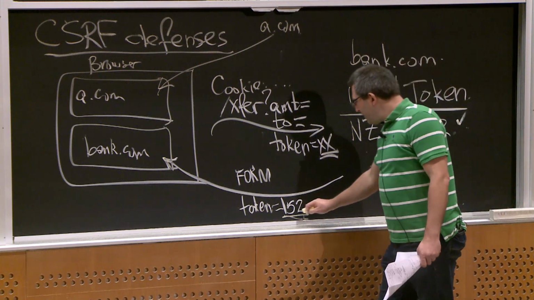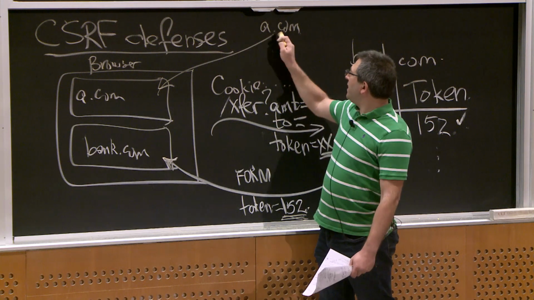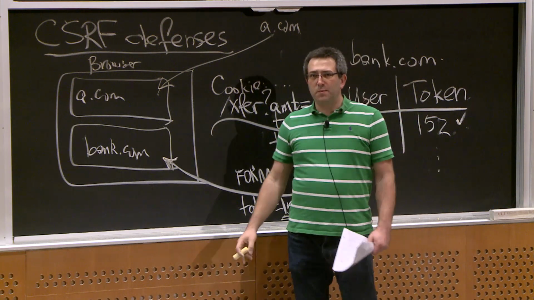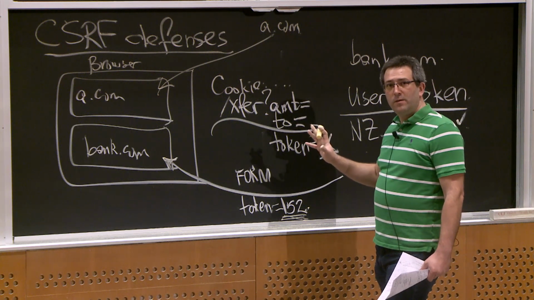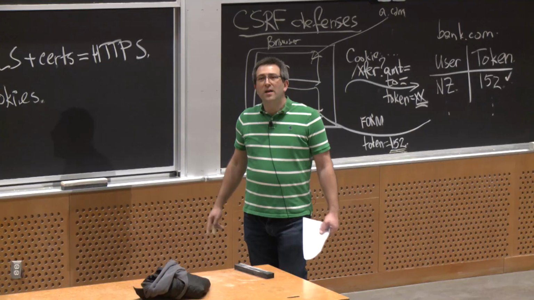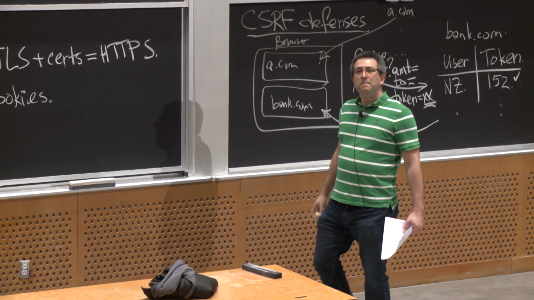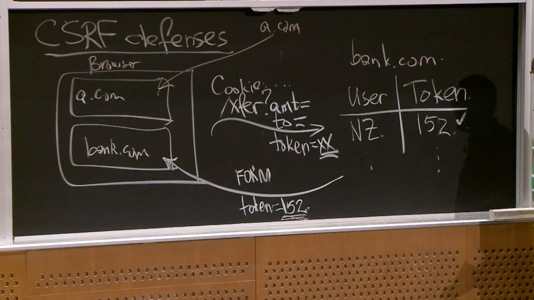So it really relies on the fact that the secret value is going to be supplied in the legitimate transfer page and not available to a.com when they're trying to set up this link on their own to trigger the transfer. Question? Is it possible that the attacker page can download the real legitimate page, get the HTML, parse out the token, and then put it into their form?